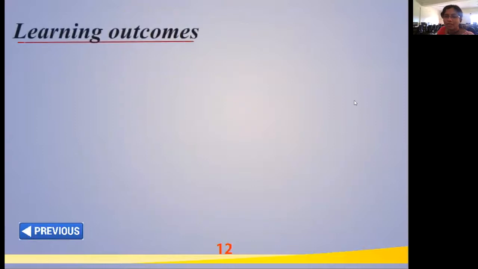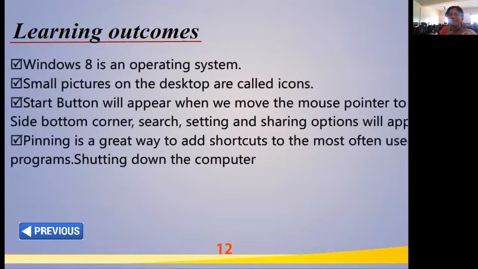So what did we all learn from this chapter? Windows is an operating system. What does it do? It makes us communicate with the computer, and in turn it communicates with all the different devices, output devices and input devices. Small pictures on the desktop are called icons. Start button will appear when you move the mouse pointer to the right side button. Sorry, left side bottom corner.